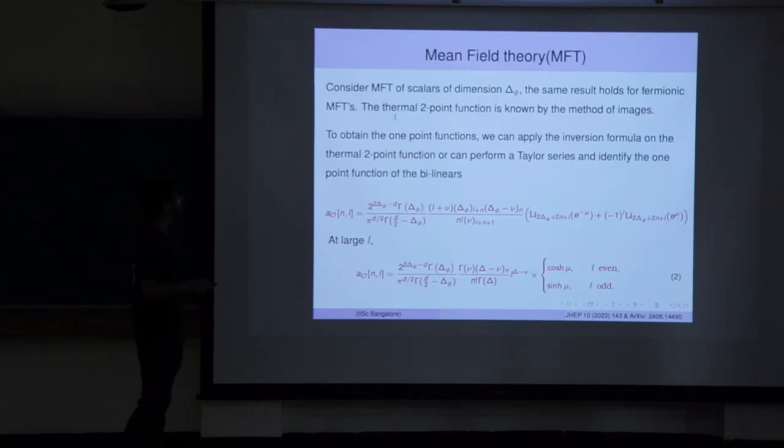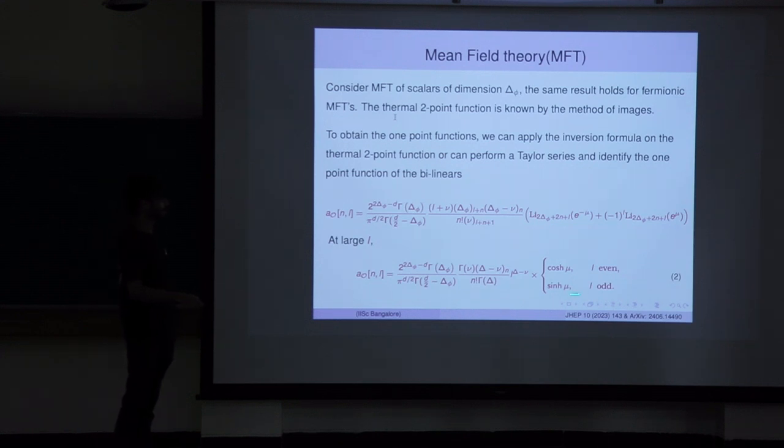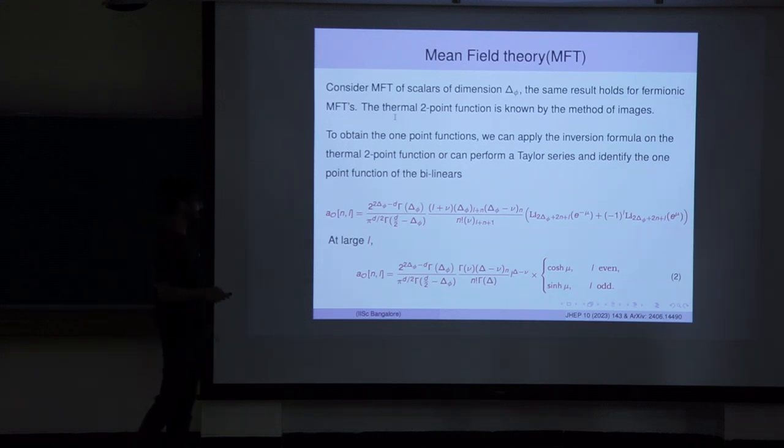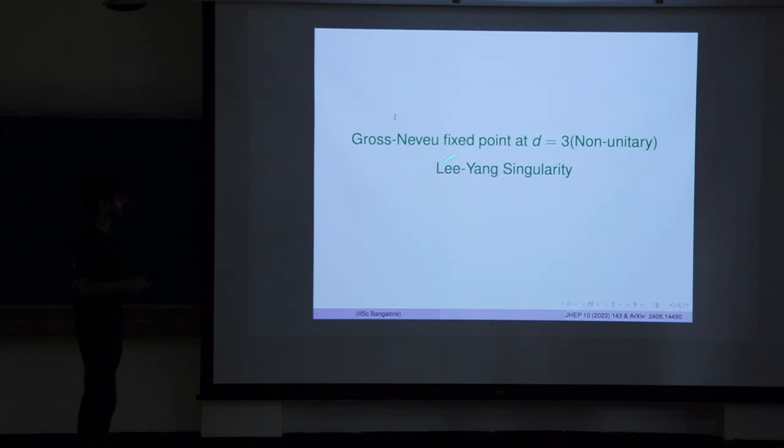Also, for mean field theory we have a similar structure at large L. This is the answer for the mean field theory, and you can see that nice factorization of the chemical potential, and the rest is an L dependent factor. Now I will talk about another particular specific dimension.